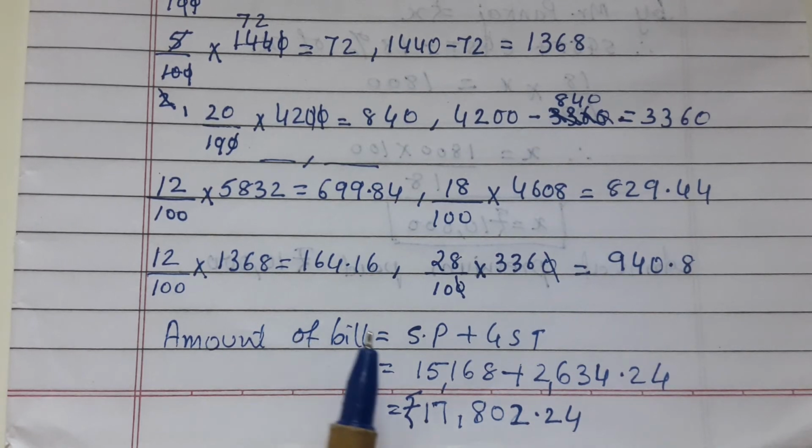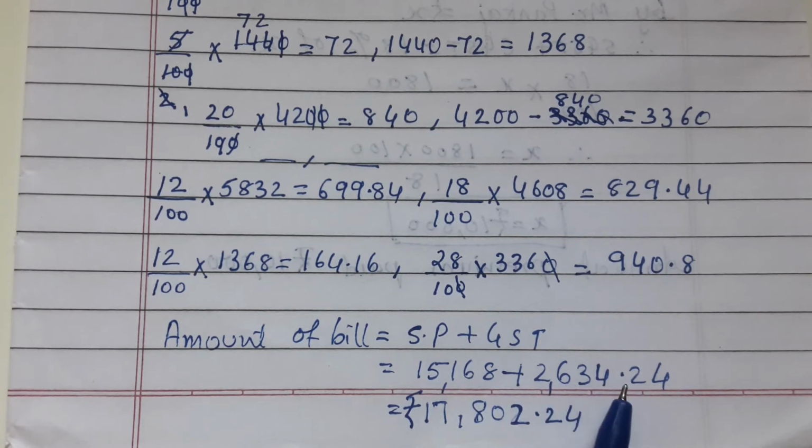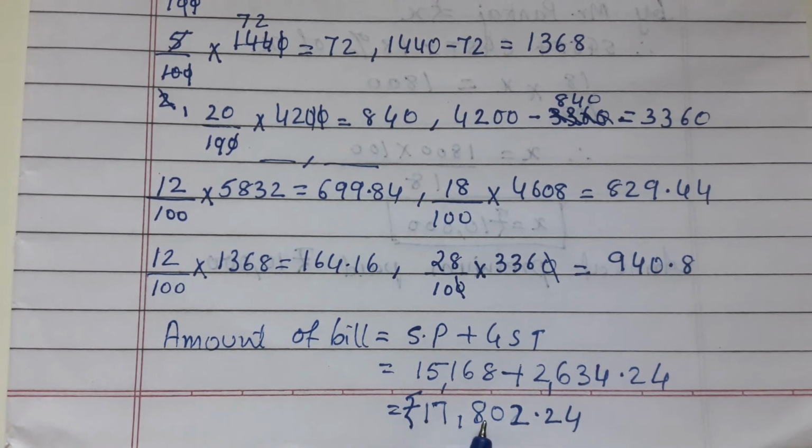Amount of bill is total selling price plus GST, that is 15,168 plus 2,634.24 is equal to rupees 17,802.24.